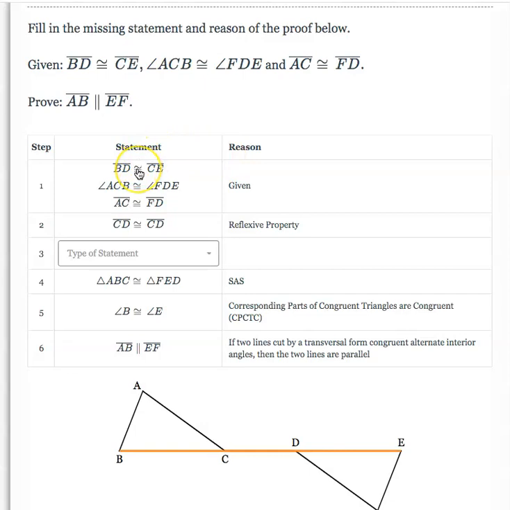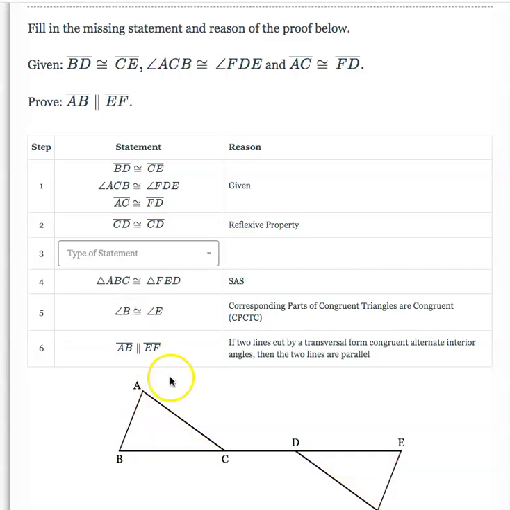So first of all, notice we have our givens: two segments congruent to each other, BD and CE, then two angles congruent, then two additional segments congruent. By the reflexive property, CD is congruent to CD. Now I'm going to skip step 3 for right now because I want to see what I got next, and that is that two triangles here are congruent.